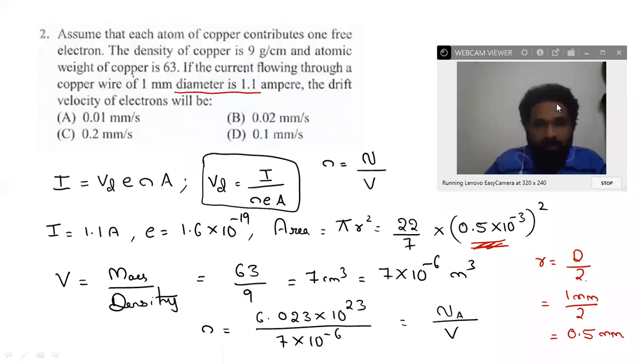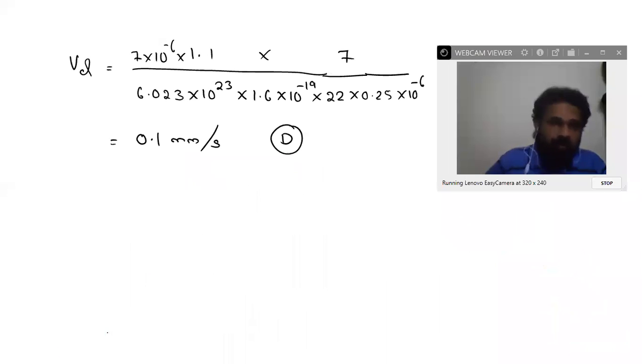Yeah, understood. Fine. Anyone has any doubt, any concern? If you have any doubt, please tell me. Otherwise, we will move to the next problem.